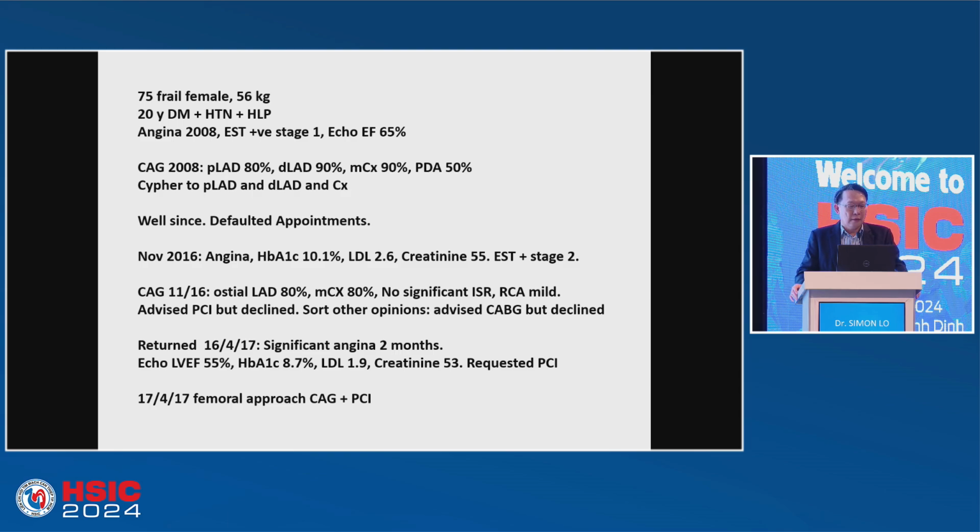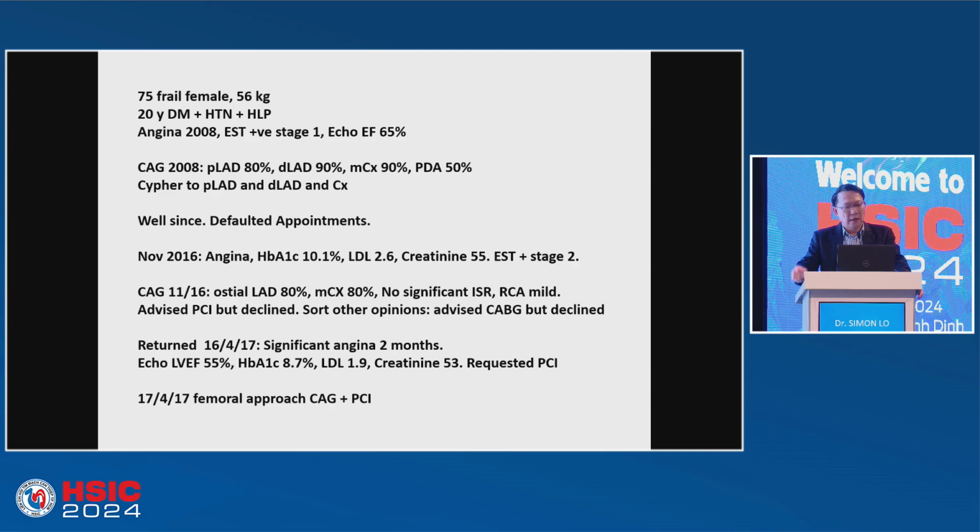In 2008, she had an angiogram that showed LAD 80% proximally, distally 90%. The circumflex was also significant, with the mid to distal circumflex 90%. And Cypher stents were then implanted, my era started, to the proximal LAD and distal LAD, as well as the circumflex. She remained well, and unfortunately or fortunately, she defaulted clinic and never turned up until November 2016. That's 8 years later, okay?